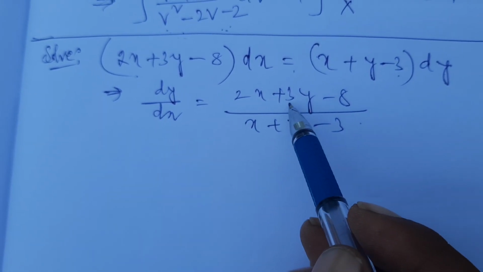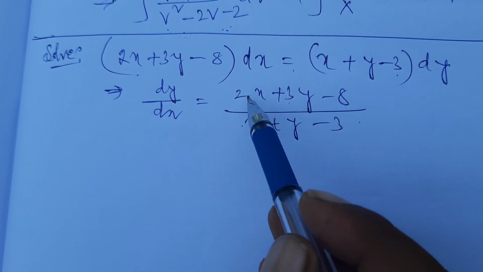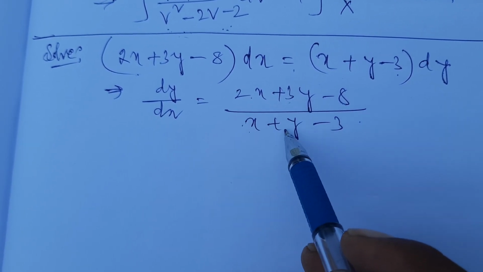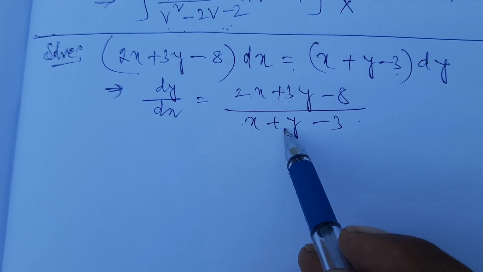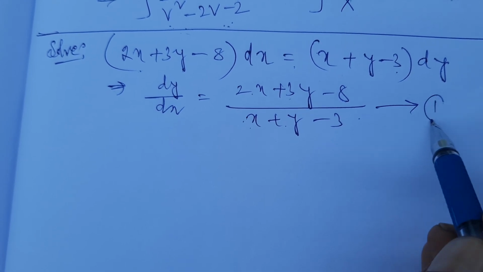Just cross check one time. Is b1 equal to minus a2? No. Means the first case fails. Is a1 by a2 equal to b1 by b2? No. The second case also fails. So this is the third category. Let it be equation number 1.